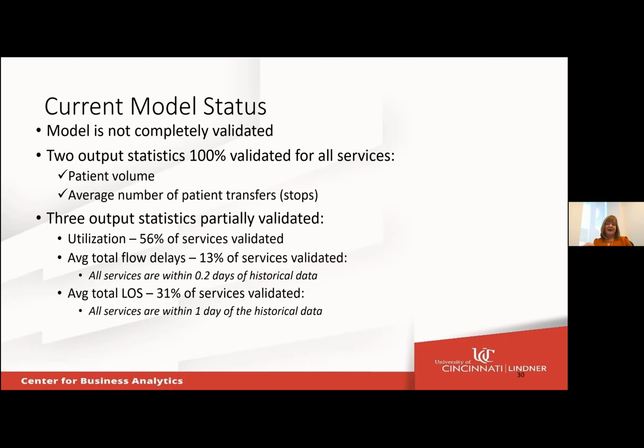And when we're saying validated, we were using kind of a plus or minus 5%. So it's a really tight window to be considered validated. Maybe we should have relaxed that, but 13% of our services were validated from a flow delay perspective, but all of them were within 0.2 days of the historical data. So we weren't far off if we were off. The average length of stay, 31%, again, we're within plus or minus 5% of the historic average, but all were within 1 day. So we were getting pretty close. Probably we just need to do a few tweaks to some of our models there.